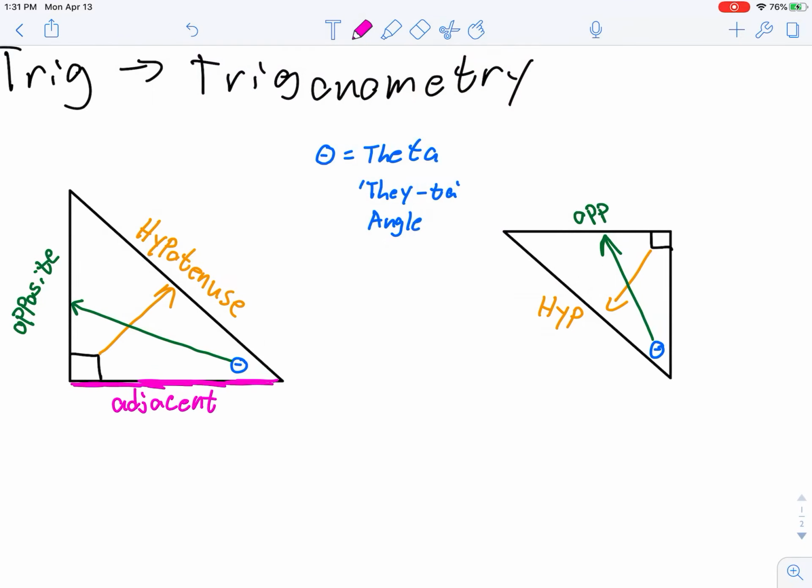And then the side that connects my angle to the right angle is my adjacent. So I use 3 letters to represent these: HYP for hypotenuse, OPP for opposite, ADJ for adjacent. If you want to use the first letters, you can, okay?